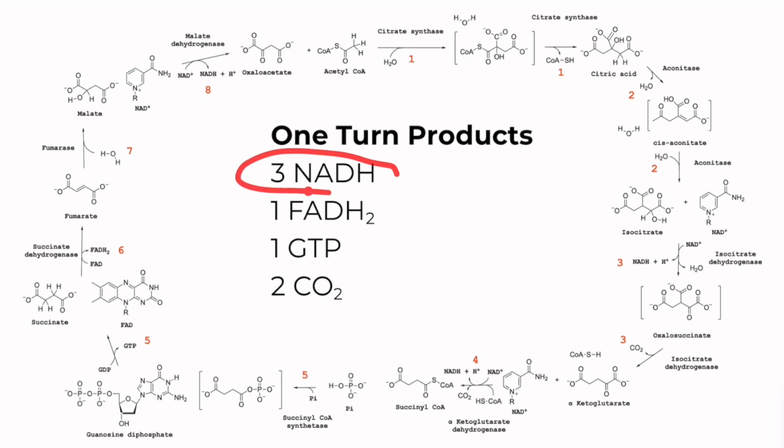In one turn, we reduce 3 NAD pluses to NADH on step 3, step 4, and step 8. 1 FAD is reduced to 1 FADH2 in step 6. And we phosphorylate GDP to GTP. We also release 2 CO2 molecules.